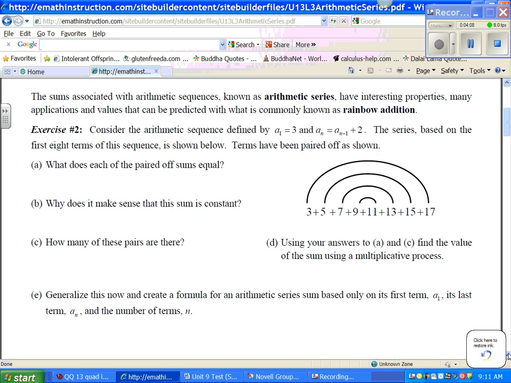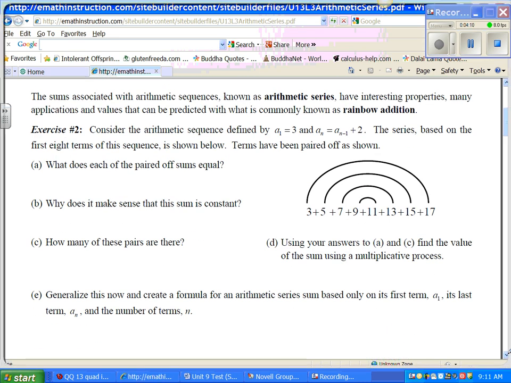Okay, so the sums associated with arithmetic sequences, known as arithmetic series, have an interesting property. There are many applications and values that can be predicted with commonly known rainbow addition. Why do they call it rainbow addition? Because it looks like a rainbow.